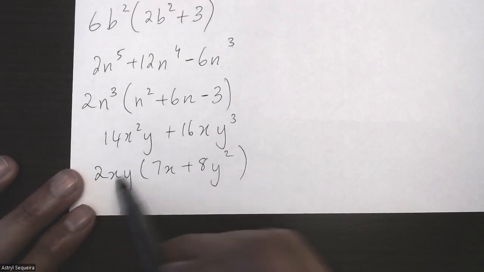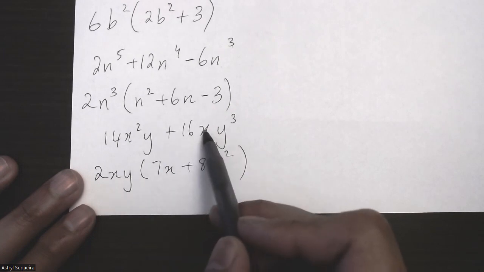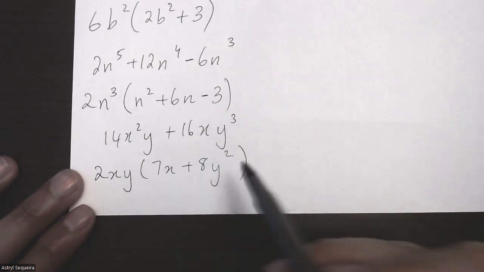Okay, x squared divided by x, you're just left with an x. Y and y cancel for the first term. X and x cancel for the second term. Y cubed divided by y is y squared.